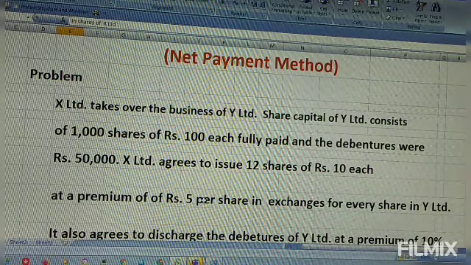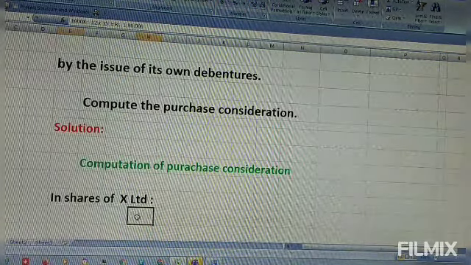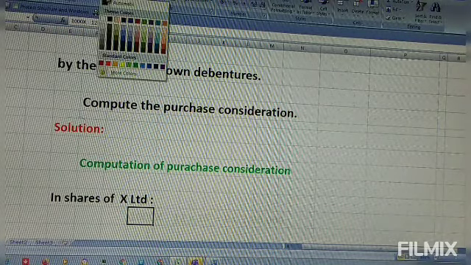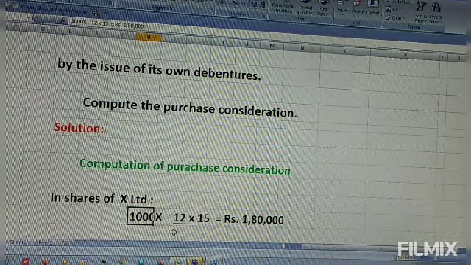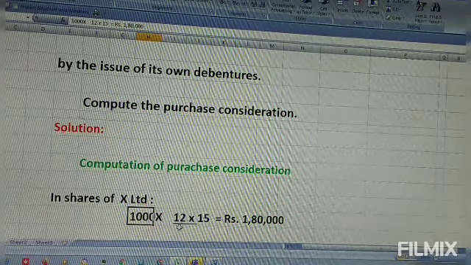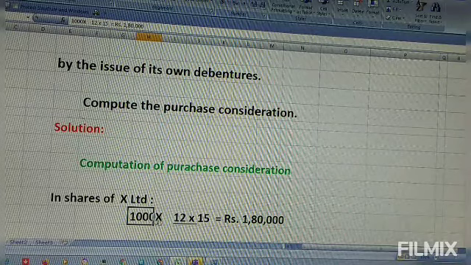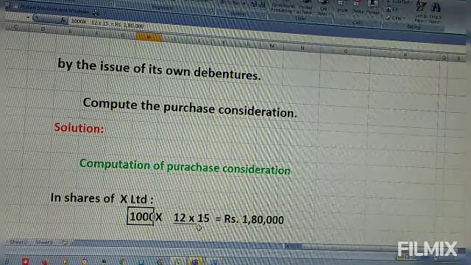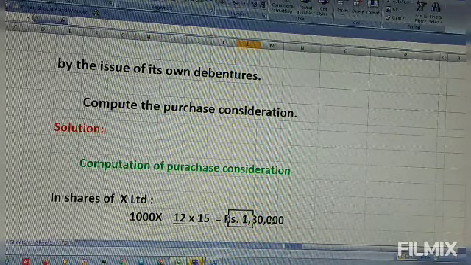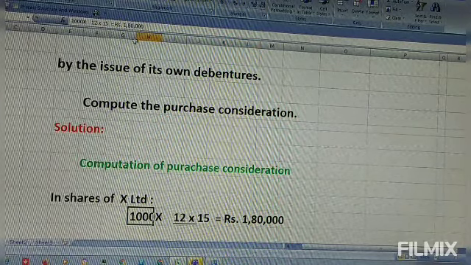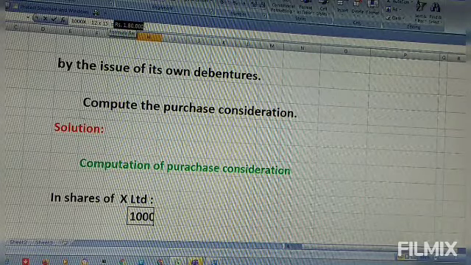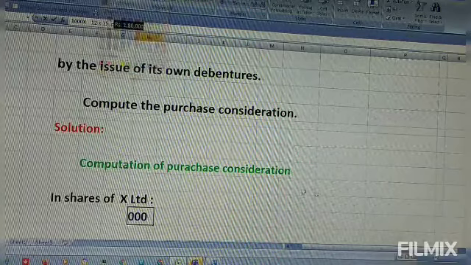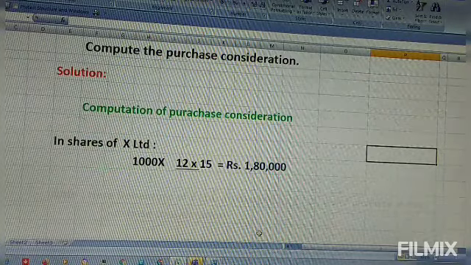Right. 1000 shares. Very easy. 1000 shares into 12 into 15. That's all. Because 1000 shares are there, for every one share in exchange it gives 12 shares, and the value of each share is 15. So it is 1,80,000. What is 1,80,000 here? It is the purchase consideration. Remember, only the purchase consideration of the shares should be taken.